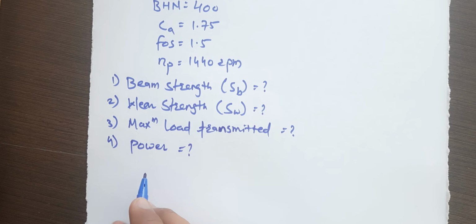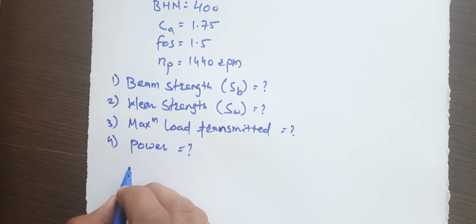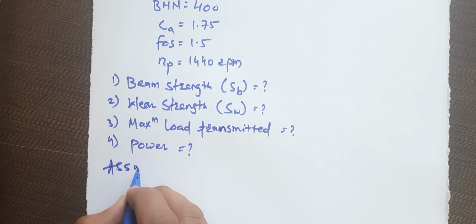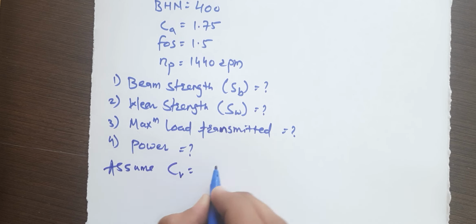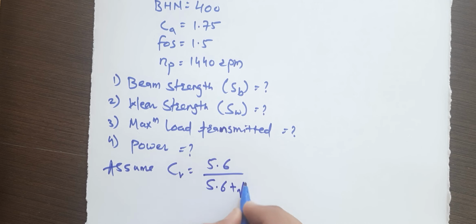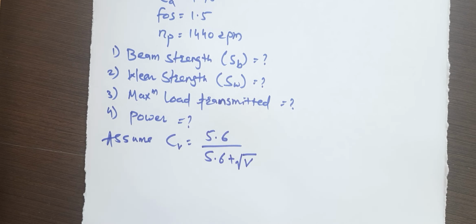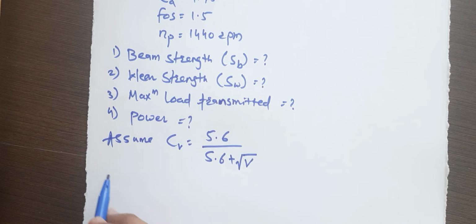Then assume the velocity factor CV as 5.6 divided by 5.6 plus root V, which accounts for the dynamic load. So here, by considering the velocity factor, you need to find the dimensions of the gear pair. So here is the given data. Okay. Then solution.